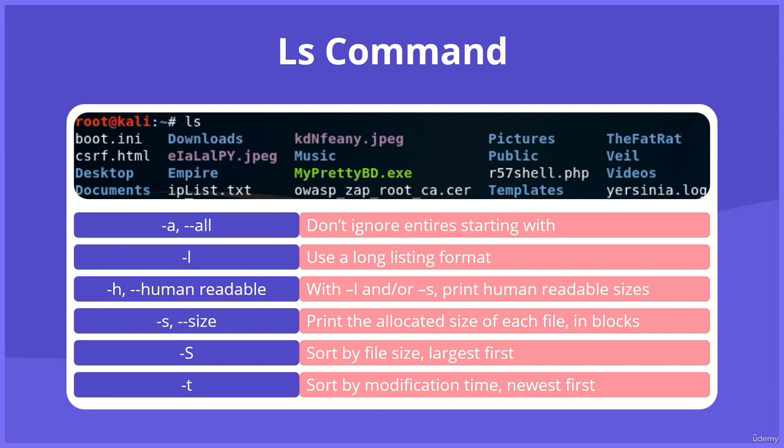-a or --all parameter lists files or directories, including hidden files or directories. So in Linux, anything that begins with a dot is considered a hidden file. -l lists the contents of the directory in a table format with content permissions, size of the content in bytes, and last modified date and time of the content.